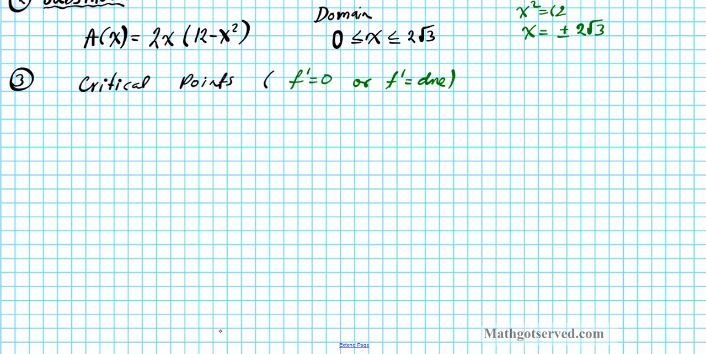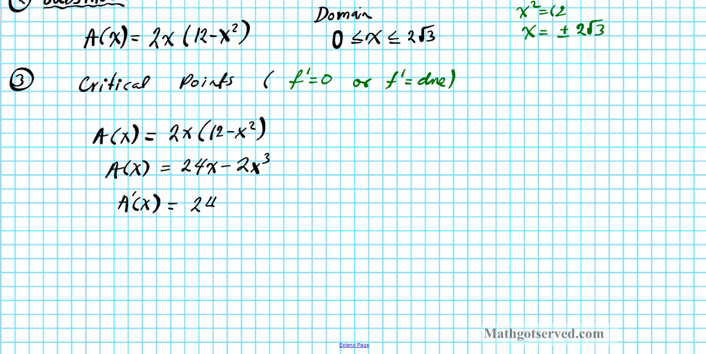So let's see here. We have the area function, 2x times 12 minus x squared. I don't want to do the product rule, so I'll just distribute. So we have the area as 24x minus 2x to the third. If we differentiate this, we'll have A prime of x equals 24 minus 6x squared, applying the power rule to differentiate these two terms.